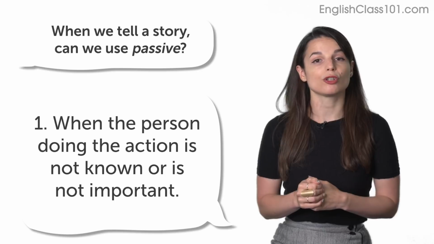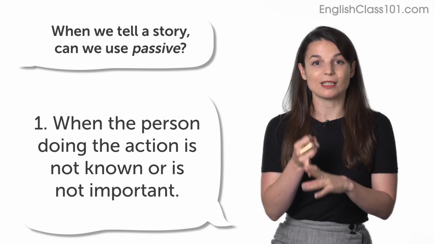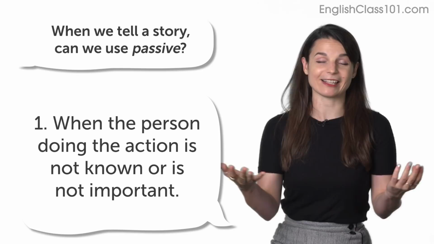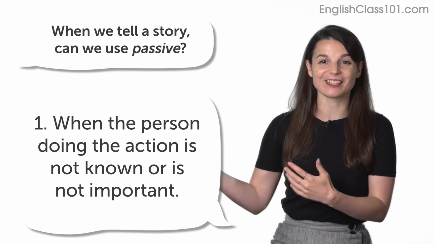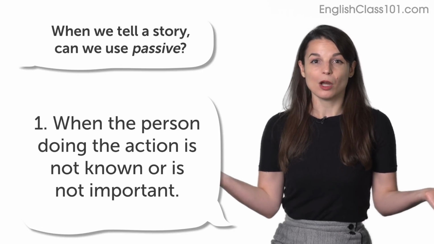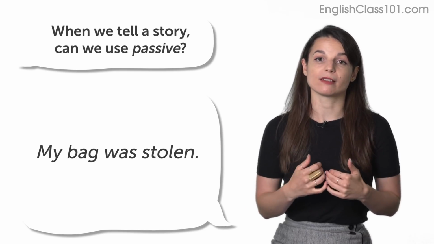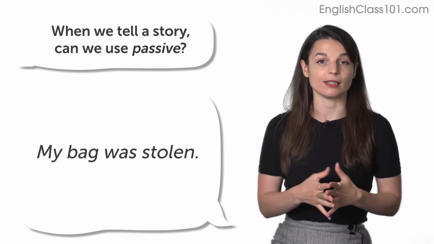For example, you should use passive when the person who did the action is not known or it's not important. So the classic example of this is if someone steals a bag and we don't know who it is, we can say, my bag was stolen. So that's a great example of using passive when you don't know the person who did the action.